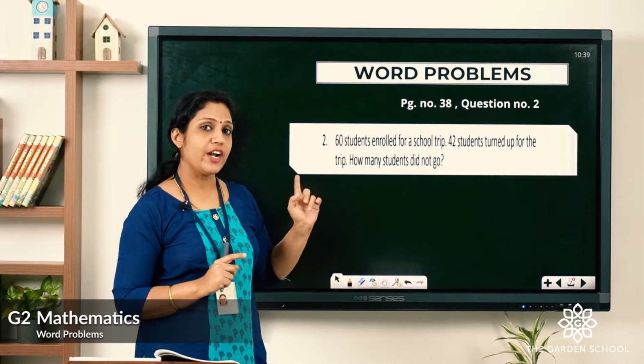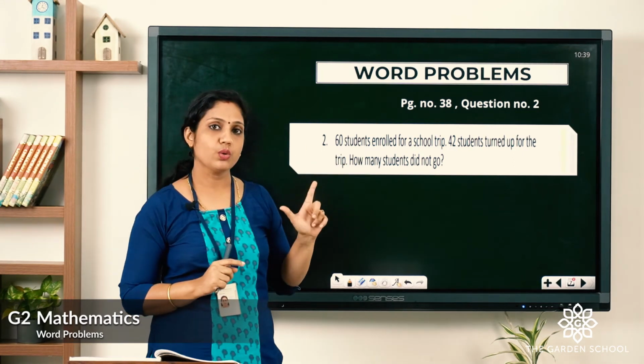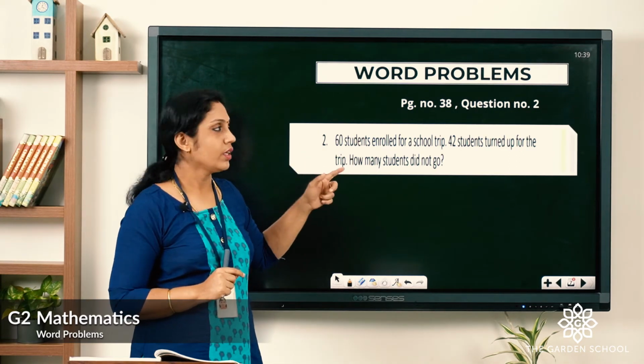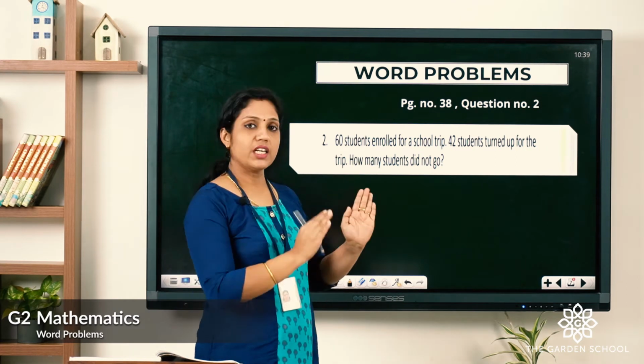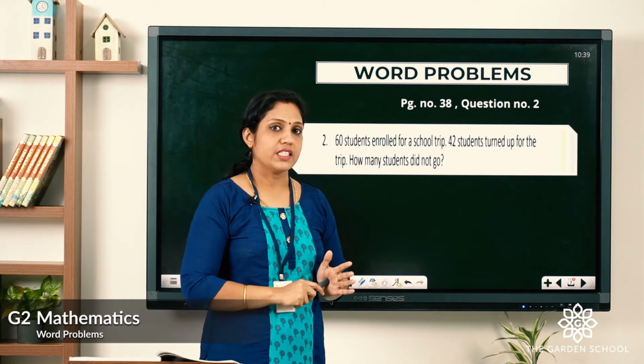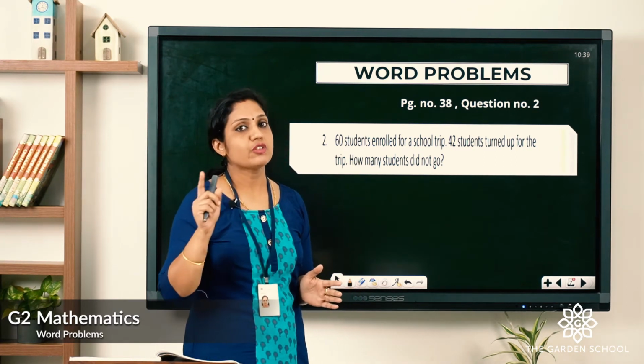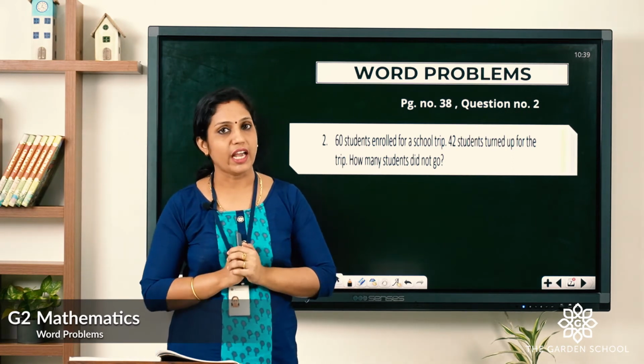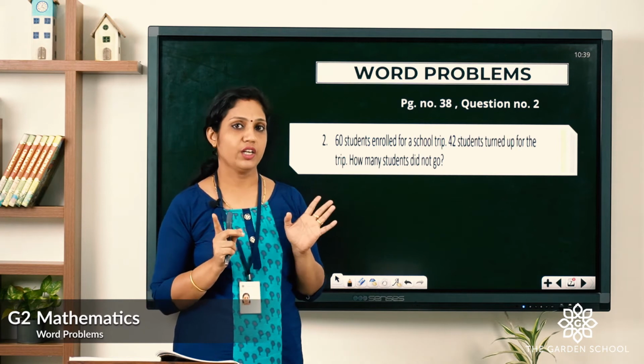60 students enrolled for a school trip. For a school trip, there were 60 students planned to go. 42 students turned up for the trip. Out of 60, only 42 students went for the trip. How many students did not go? What we have to find out? How many students did not go?